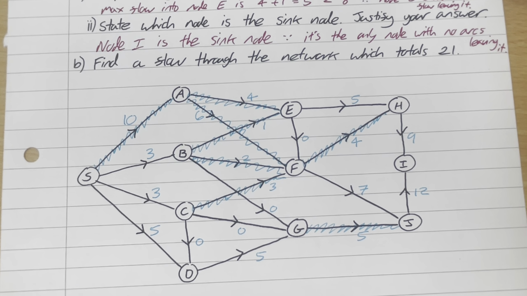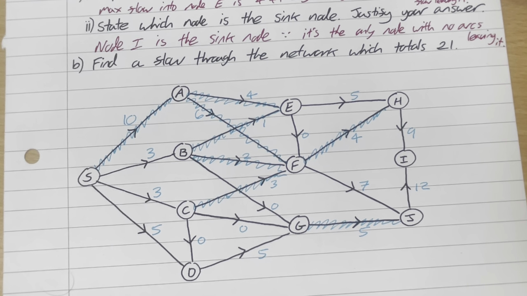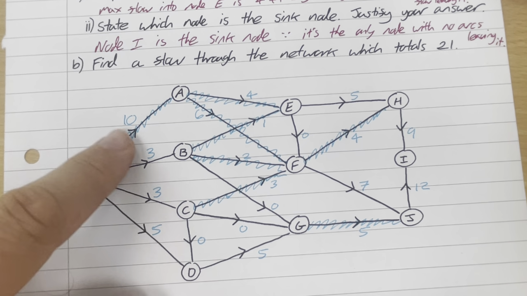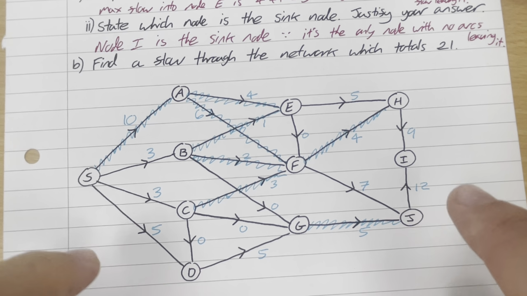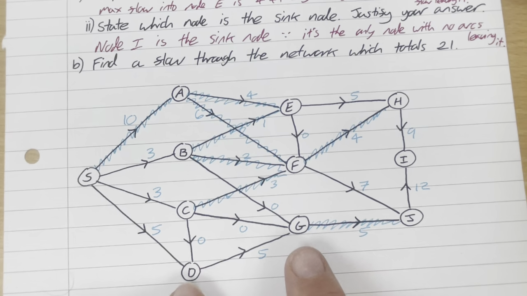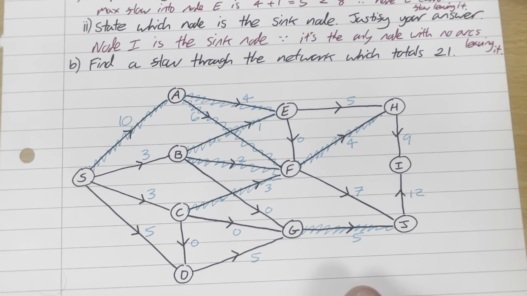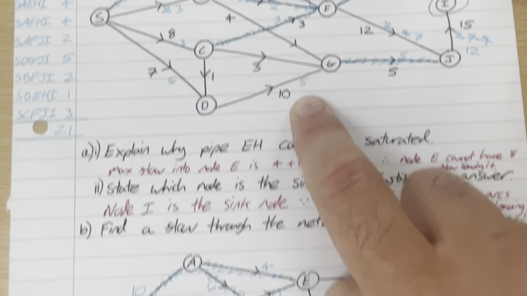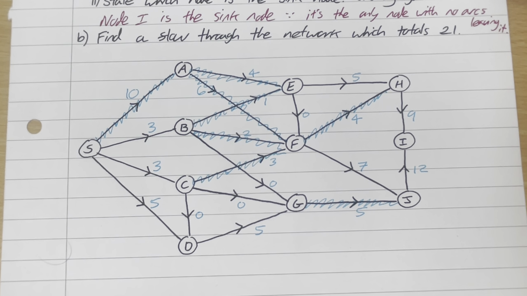Okay, find a flow through the network which totals 21. That is my answer. There are other answers that are possible, but what you should find is that all of these numbers coming out of the source sum to 21, which they do. All of the numbers going into the sink sum to 21, which they do. All flow into every other node equals all the flow out of it. And also, all of these numbers are less than or equal to the pipe capacities. Okay, if all four of those conditions are met, then there is a correct answer.